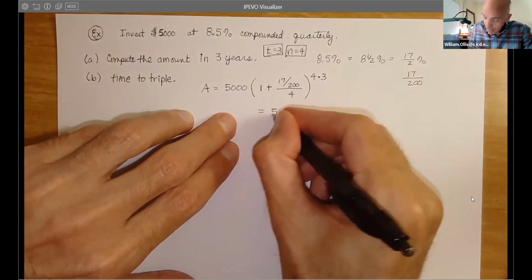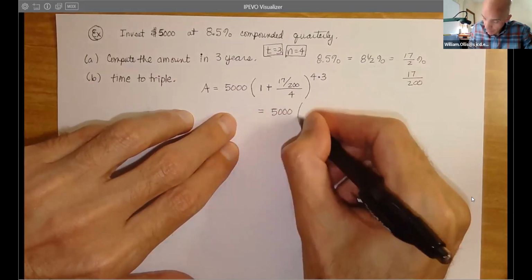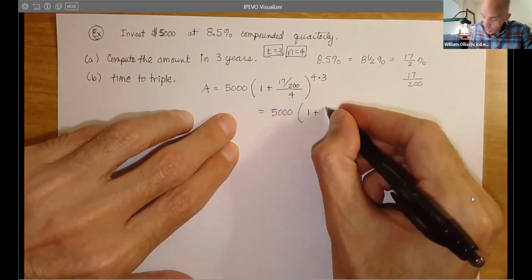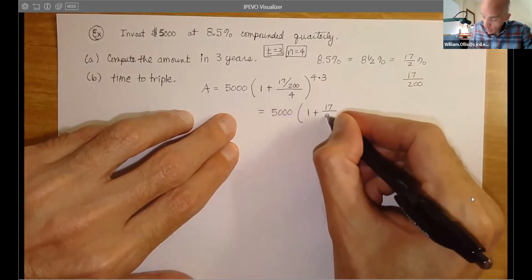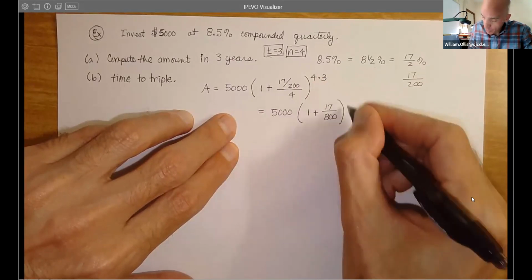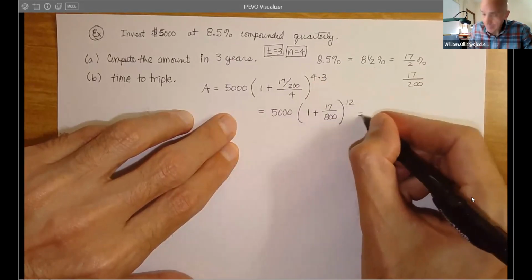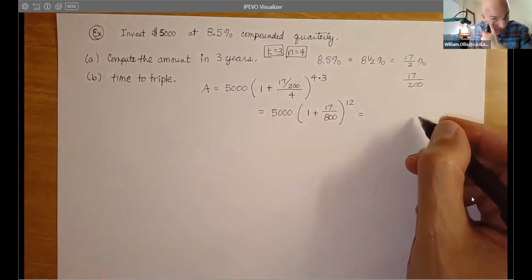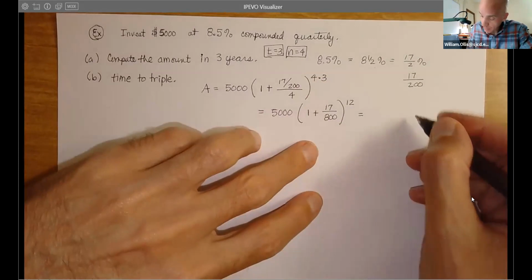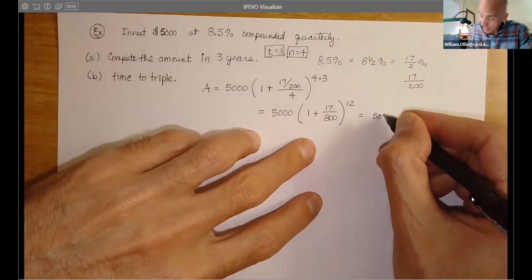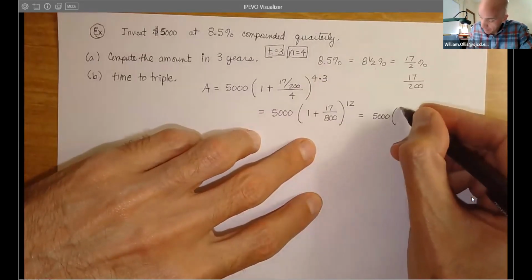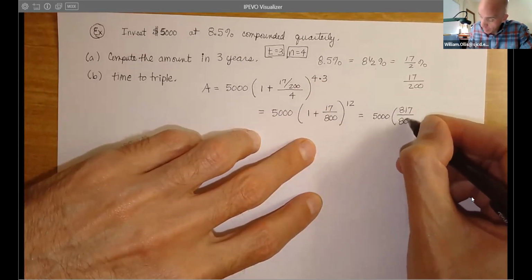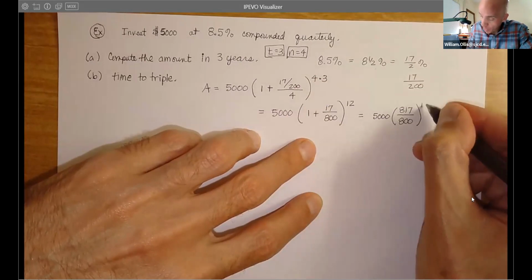So this will be 5,000. So we have 1 plus, okay, 200 times 4 is 800. So we get 17/800 to the 12th. And now, of course, we just add 800, getting a common denominator, add 817. So we get our base, 817/800. And then, of course, this would require the binomial theorem.